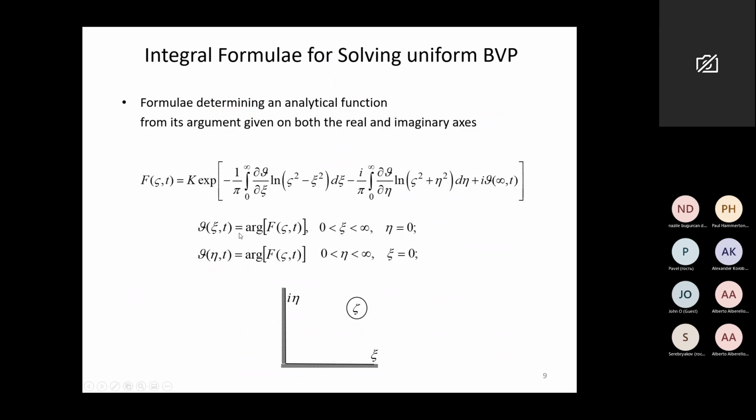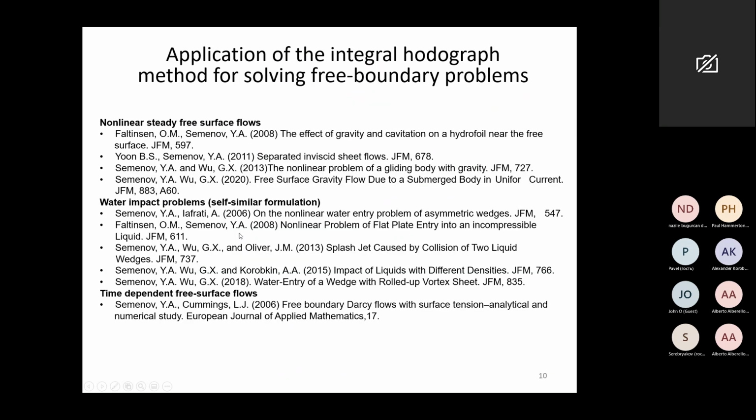So we obtained the same formula. And here is the application of these integral formulae for solving free boundary problems. It includes nonlinear steady free surface flow, water impact problems, and time-dependent problems in the case of Hele-Shaw flow.